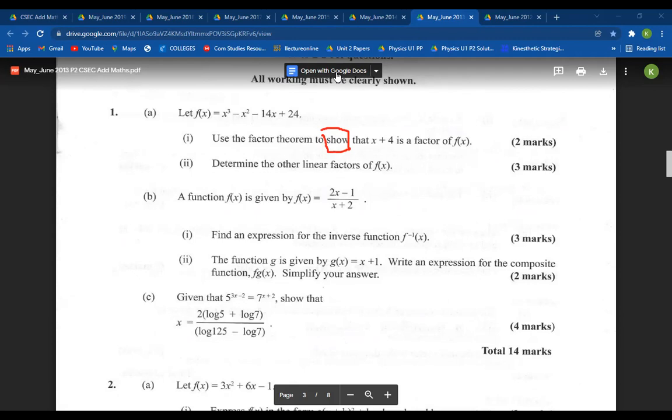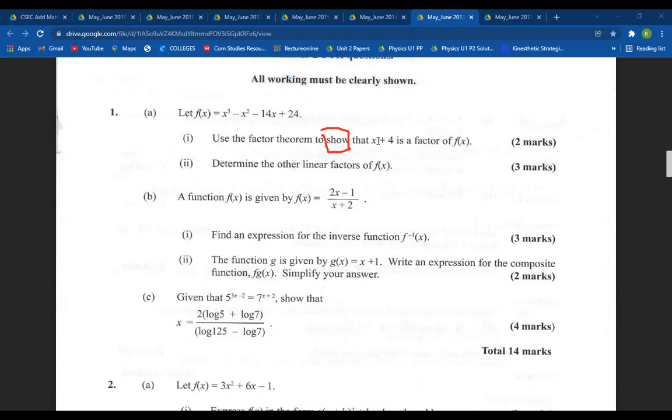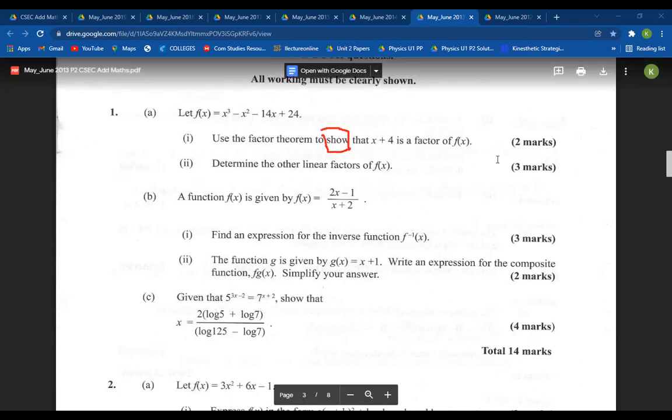Yes, no? Yes, Luis. Okay. So if you got a remainder that's not equal to 0, you knew that you did something wrong, you need to check it over. Okay, because they said show. So they know for a fact that the answer is that x plus 4 is a factor.